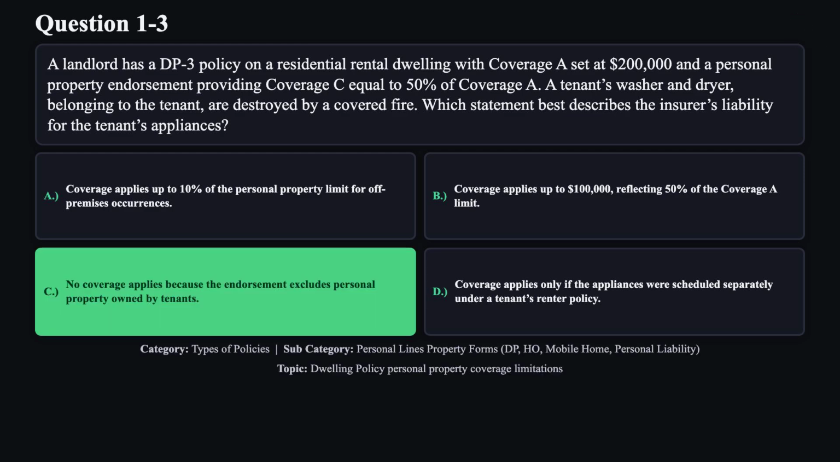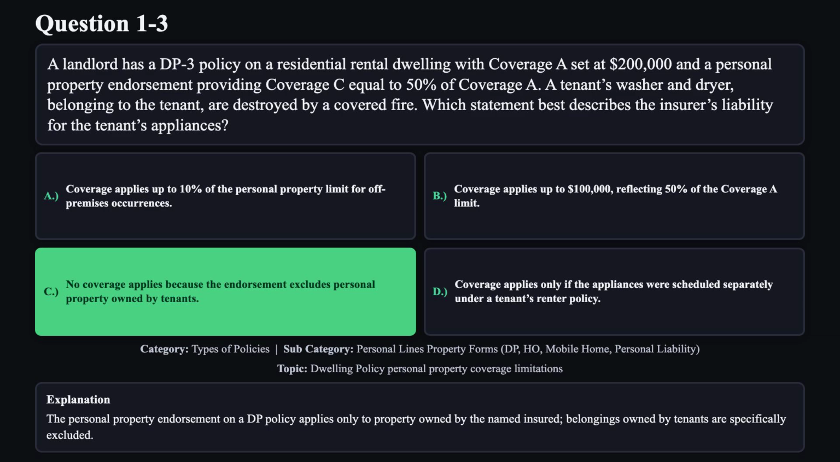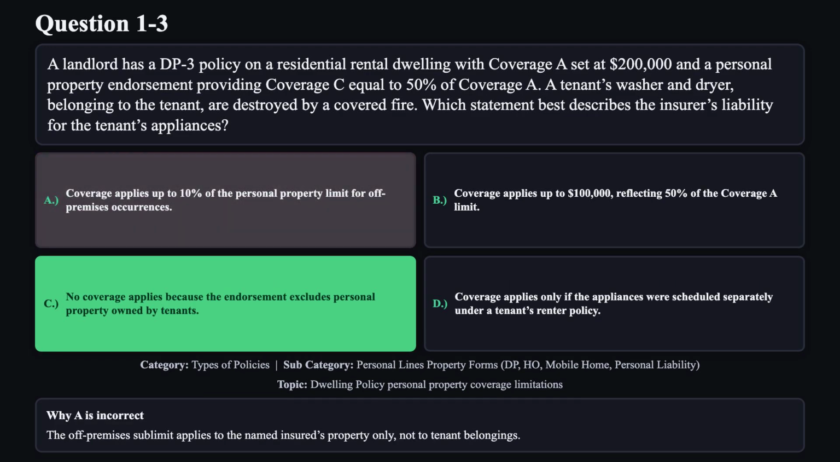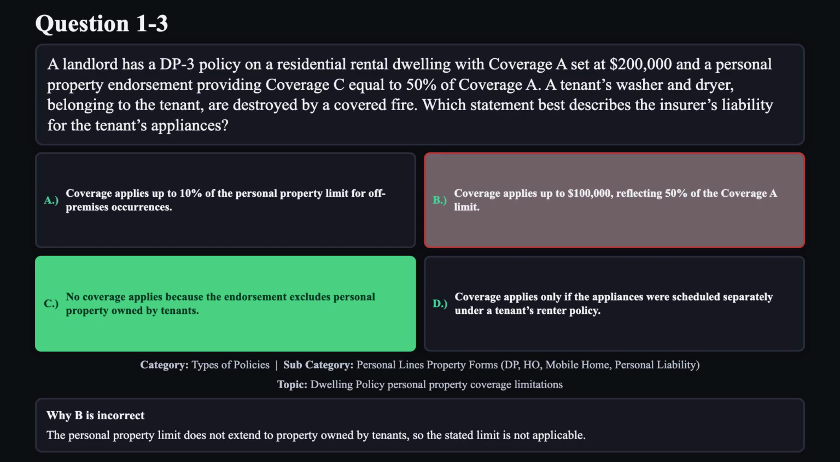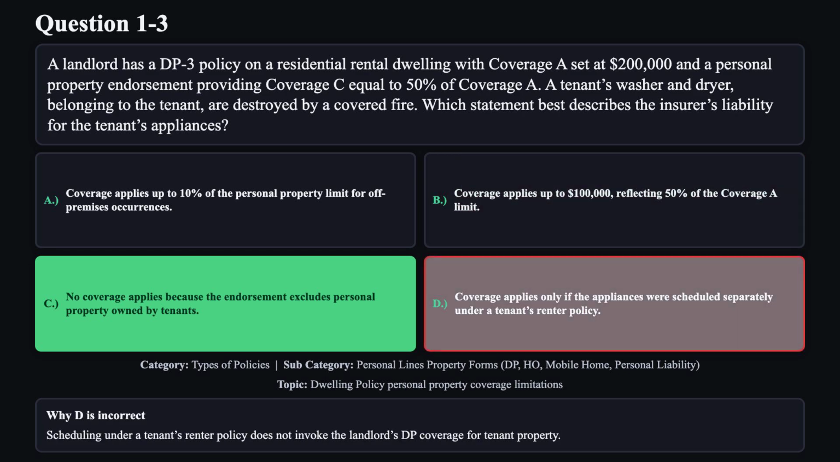The correct answer is C. The personal property endorsement on a DP policy applies only to property owned by the named insured. Belongings owned by tenants are specifically excluded. Reason A is not correct. The off-premises sublimit applies to the named insured's property only, not to tenant belongings. Reason B is not correct. The personal property limit does not extend to property owned by tenants, so the stated limit is not applicable. Reason D is not correct. Scheduling under a tenant's renter policy does not invoke the landlord's DP coverage for tenant property.